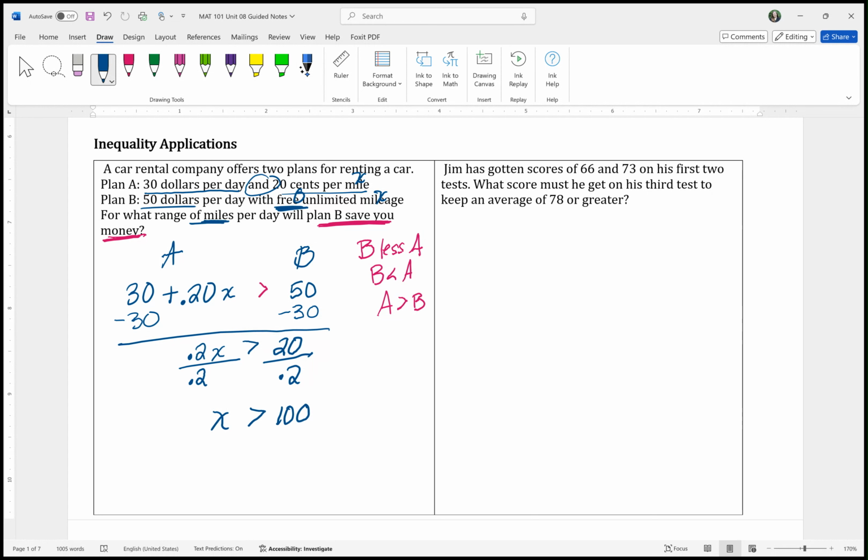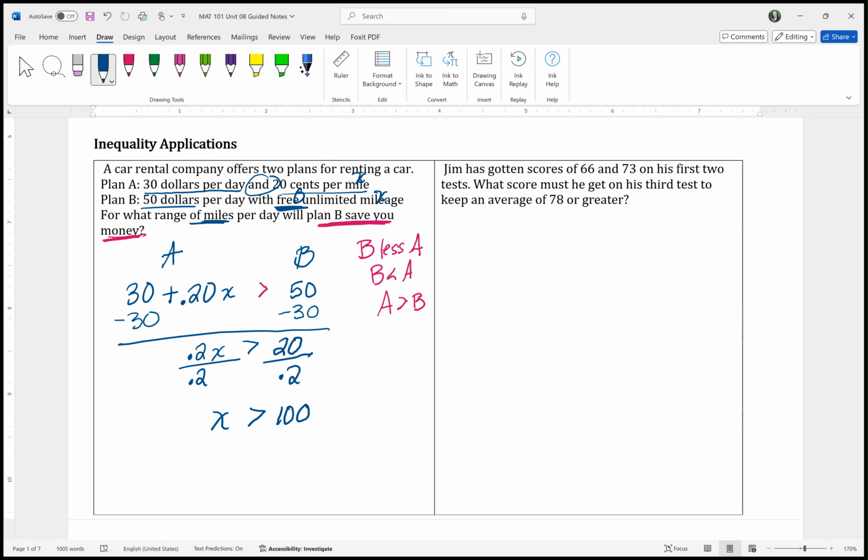So in terms of this problem, what does this mean? We're talking about a car rental company and we want B to save you money. And the original question is, what range of miles will make that happen? This is saying for any mileage over 100, B is going to save you money. If you're going to do less than 100, then you need to go with Plan A.